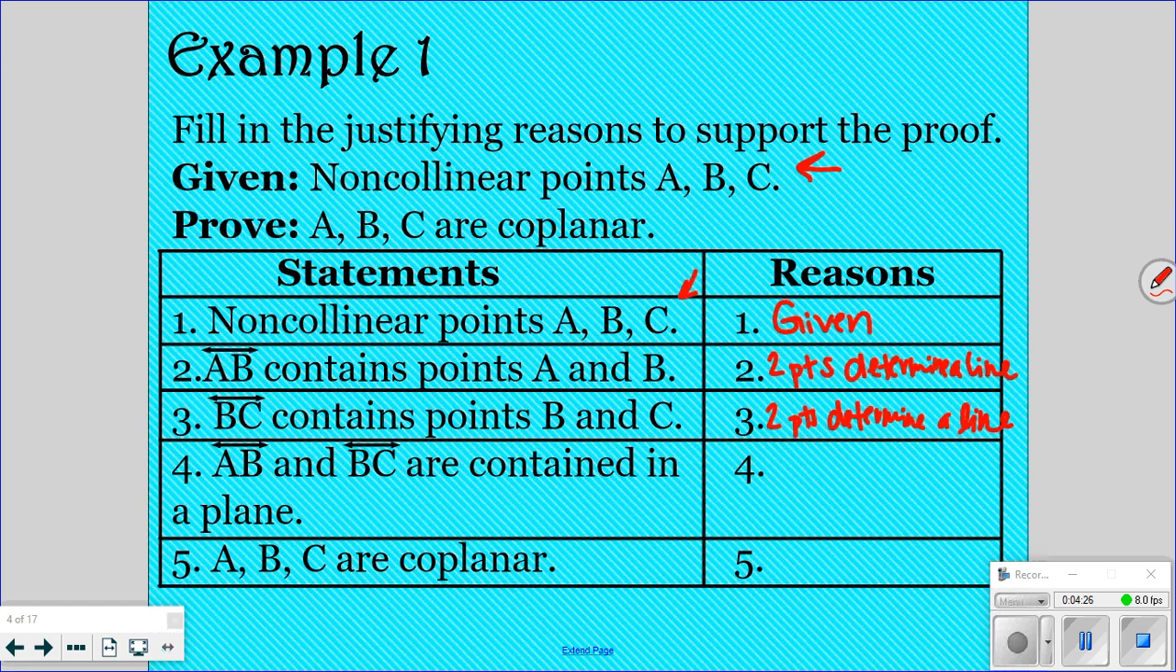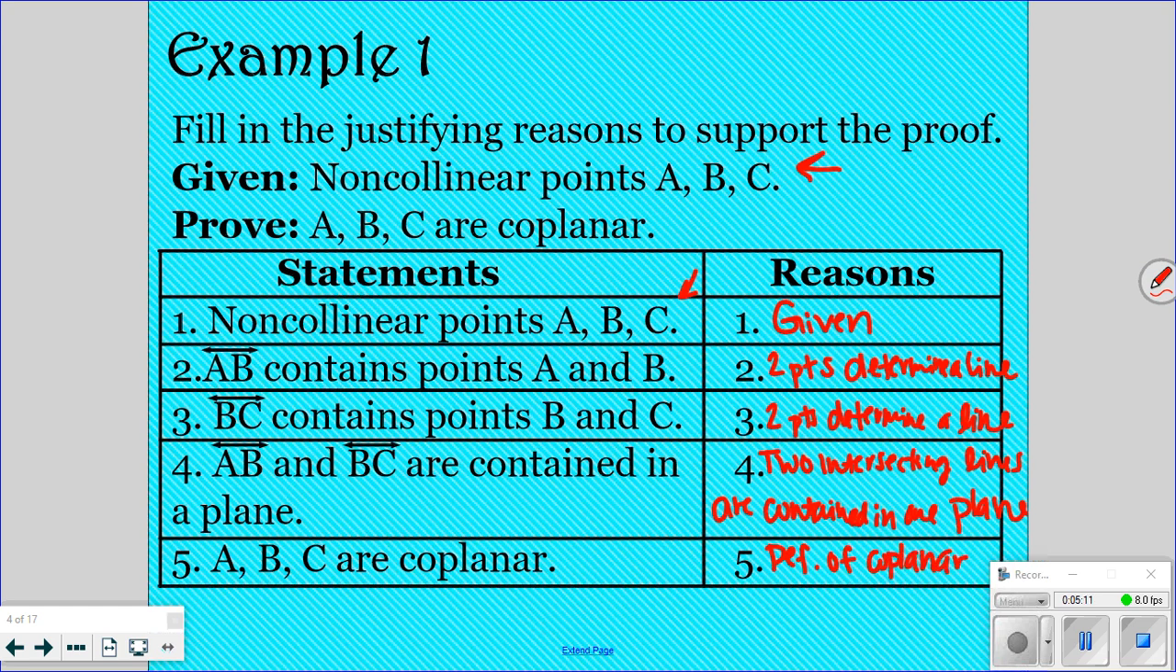For 4, line AB and line BC are contained in a plane. The reasoning for this one is going to be 2 intersecting lines are contained in one plane. And we know that they're intersecting because they both have point B. And so if you have two lines that intersect, they are contained in one plane. And then if these are contained in one plane, that means that A, B, and C are coplanar by the definition of coplanar.